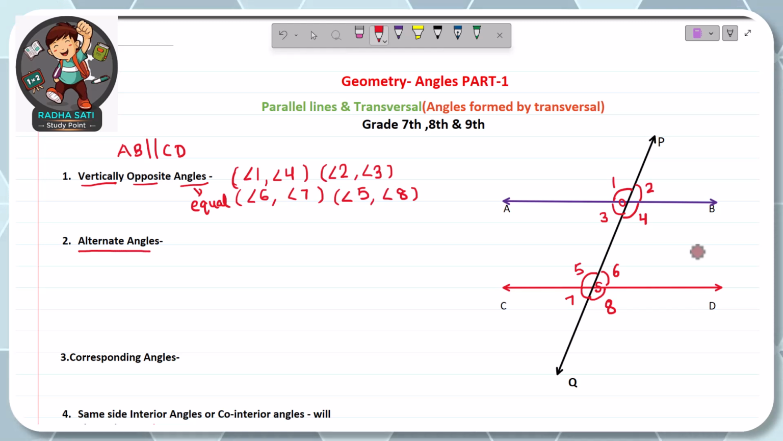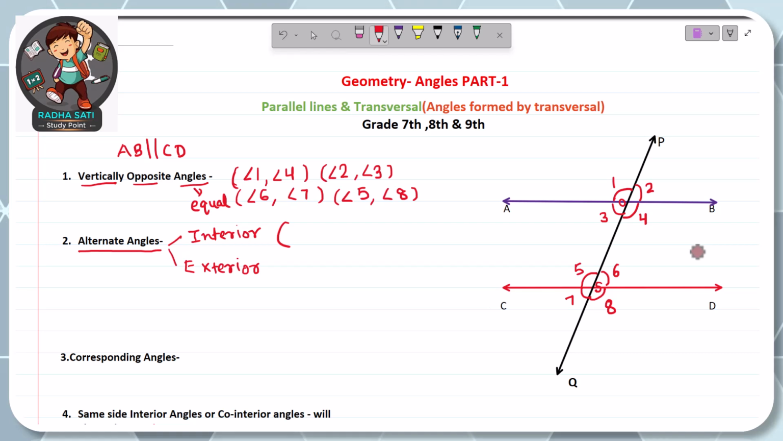Now the second type of angle which we are going to talk about is alternate angles, and these are of two types: interior alternate angles and exterior alternate angles. Interior means the angles formed in the interior of parallel lines, and exterior means the angles formed at the exterior, outside of the parallel lines. Okay, now let's learn which are called alternate interior angles and alternate exterior angles. Okay, now let's first talk about alternate interior angles.